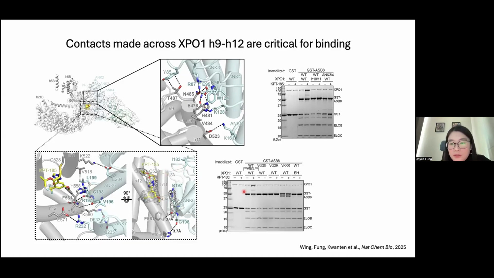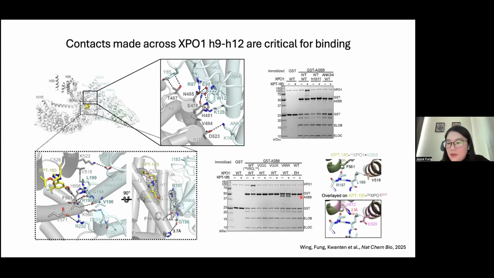This loop is critical because if she mutates it to VGGG to increase flexibility or start including bulky residues such as arginines, she would also abolish binding. The same EH mutant that I generated on the Expo1 side would do the same. If we overlay the ASB8 structure with my EH X-ray structure, you can see that there is no room for that leucine 199 to really pack into the pocket 0.